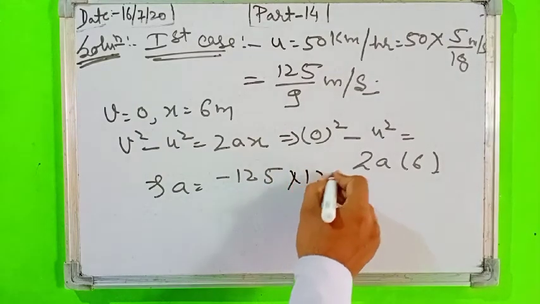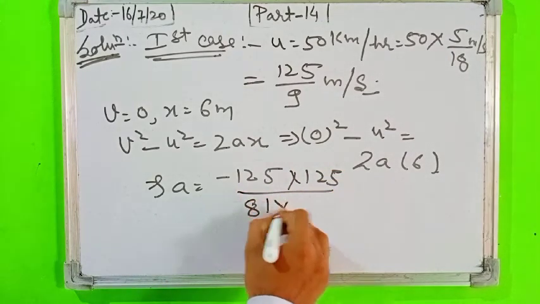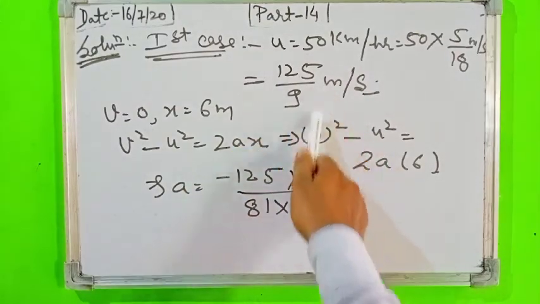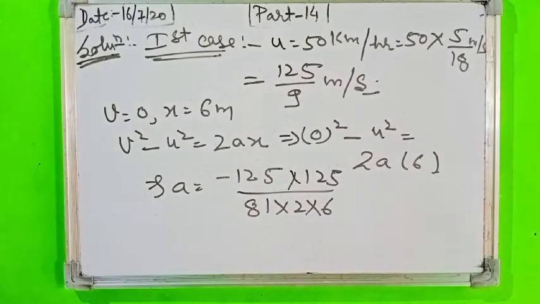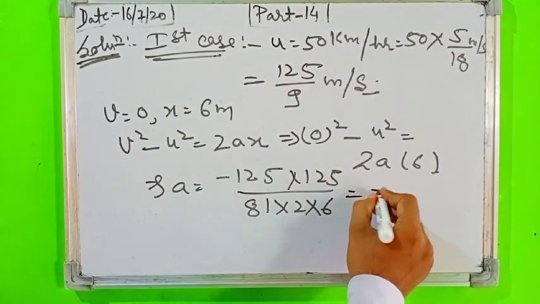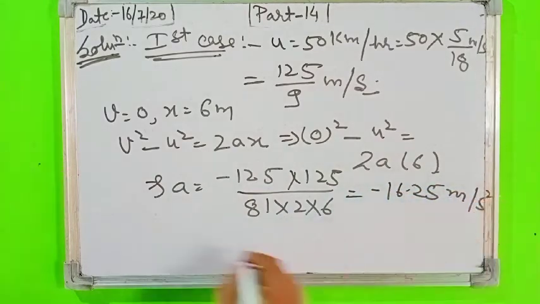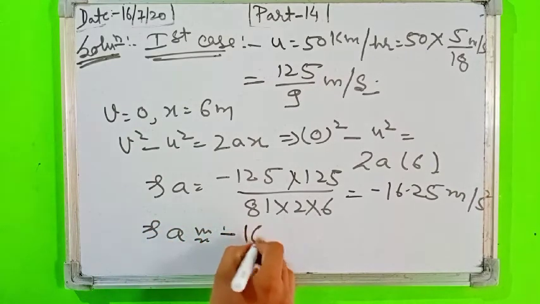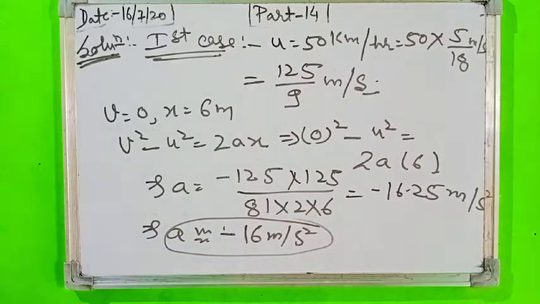125 into 125 upon 81 into 2 into 6, because u square, so 125, 9 9 81, 125 into 2 into 6, and on solving it you will get minus 16.27 meter per second square, and the acceleration is approximately equal to minus 16 meter per second square. This is the value of acceleration.